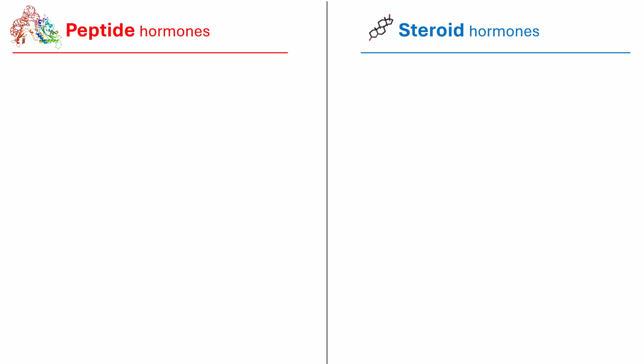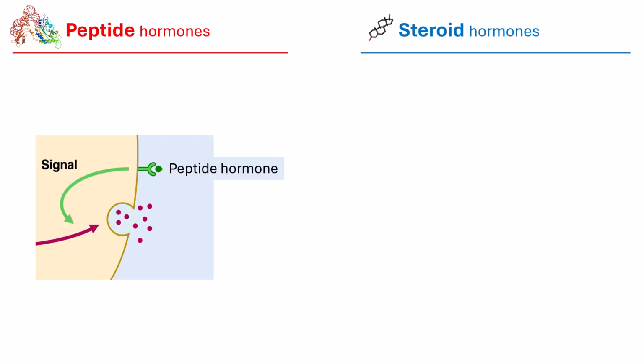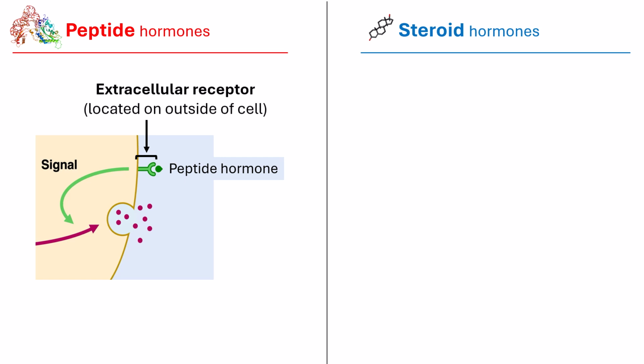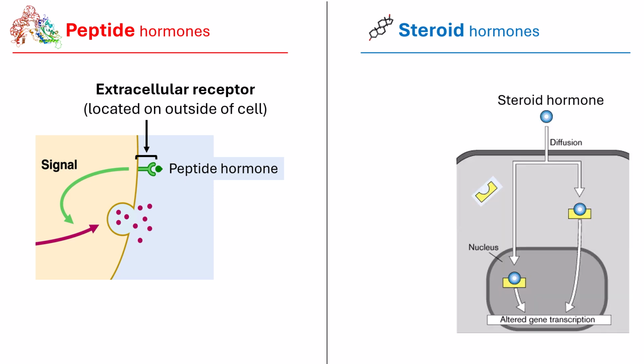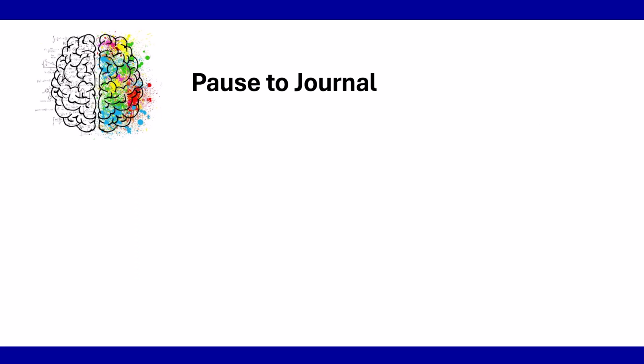The receptors for peptide hormones are located on the outside surface of the target cell's cell membrane, like the Y-shaped receptor in this image. This is called an extracellular receptor. Steroid receptors, on the other hand, are found inside the target cell, like these yellow bricks in the cytoplasm shown in the image. These are intracellular receptors.